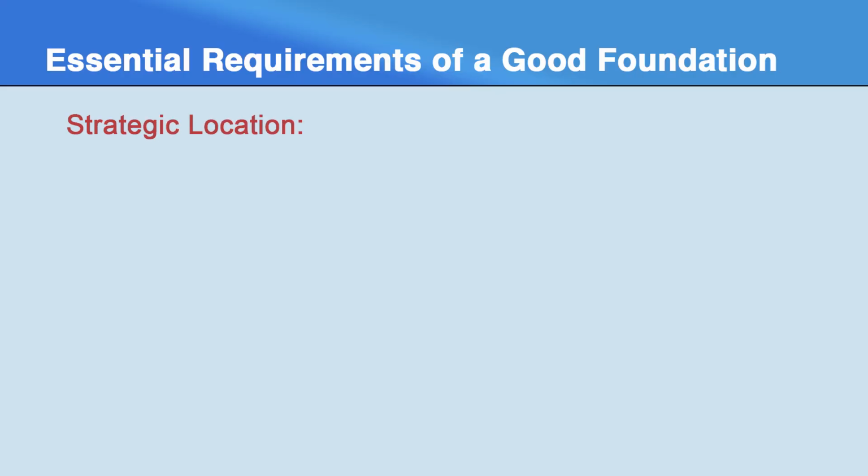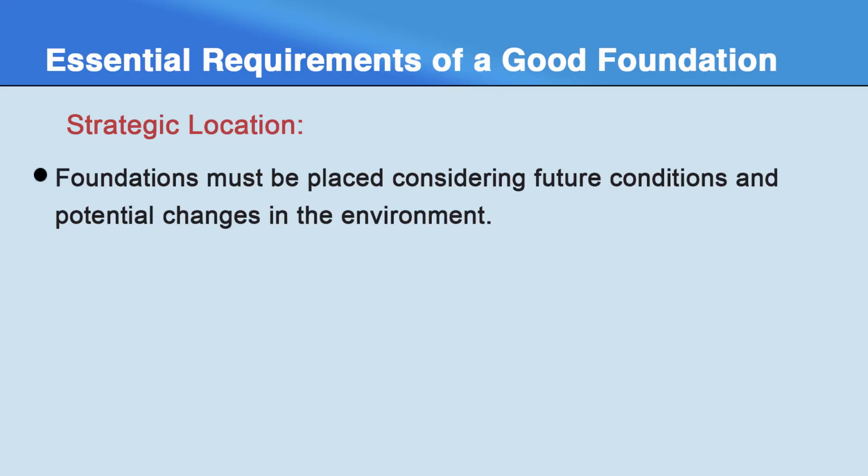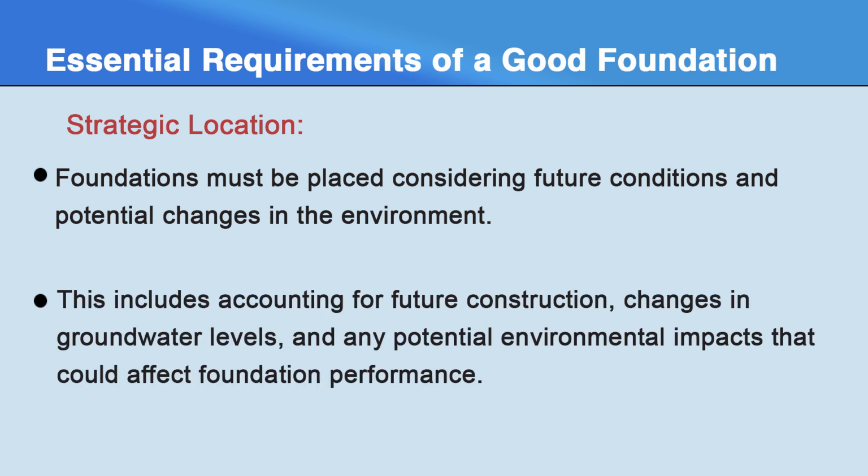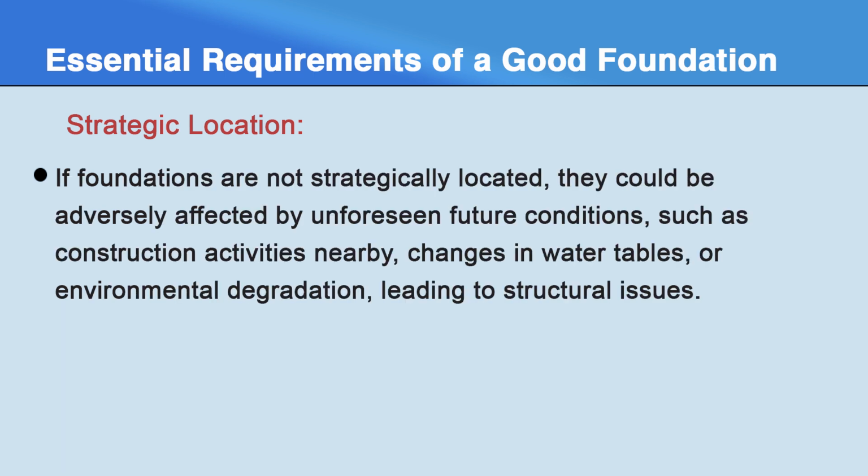The next is strategic locations. Foundations must be placed considering future conditions and potential changes in the environment. This includes accounting for future construction, changes in groundwater levels and any potential environmental impacts that could affect foundation performance. If foundations are not strategically located, they could be adversely affected by unforeseen future conditions such as construction activities nearby, changes in water tables or environmental degradation, leading to structural issues.